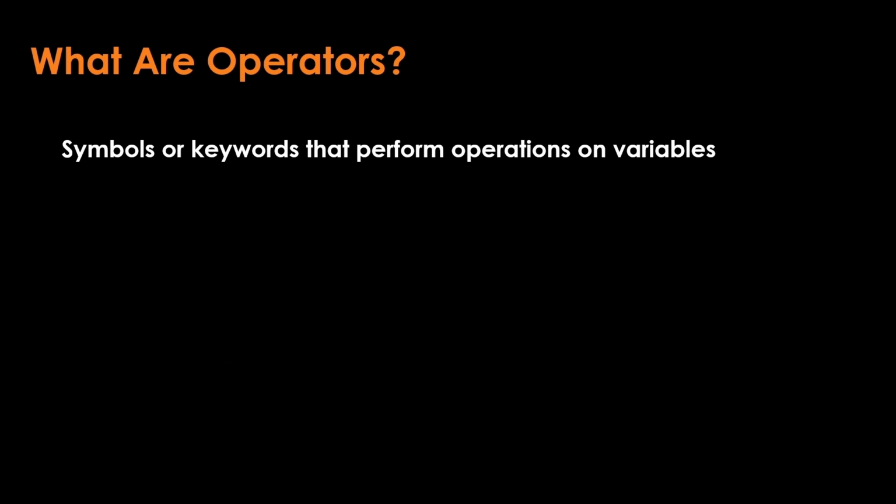Basically, symbols and keywords that perform operations on variables are called operators. For example, plus is for addition, minus is for subtraction. There are different types of operators to perform different operations. Let's see what all of those are in Java.